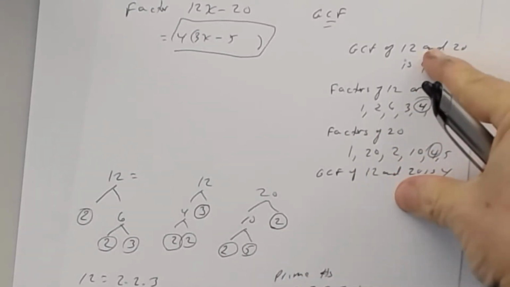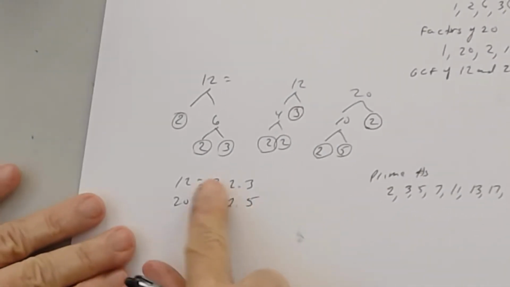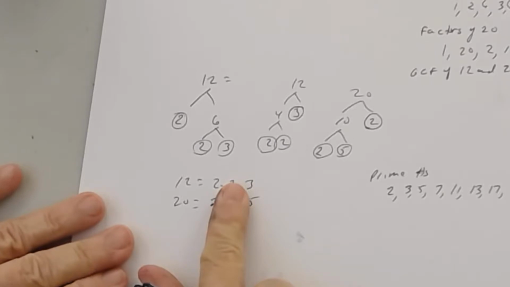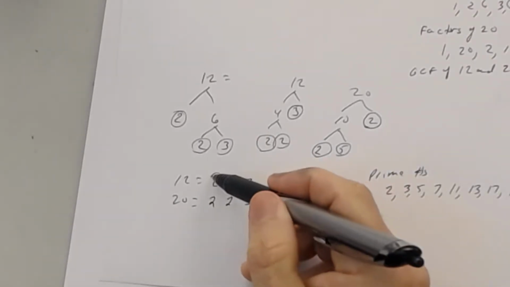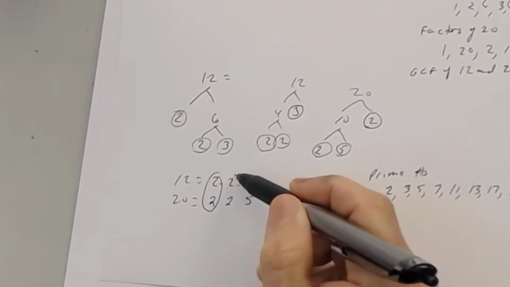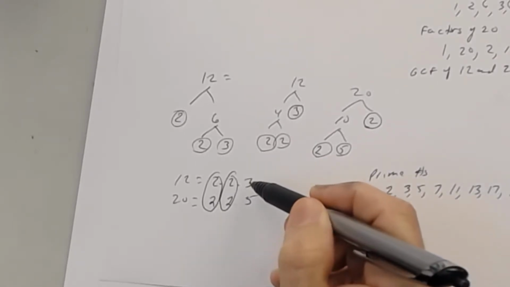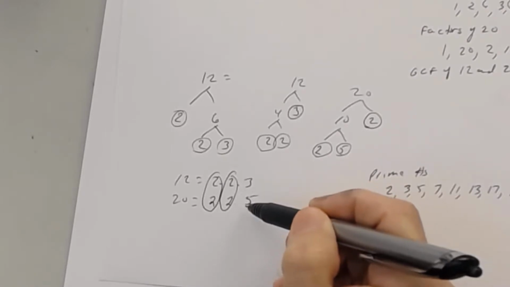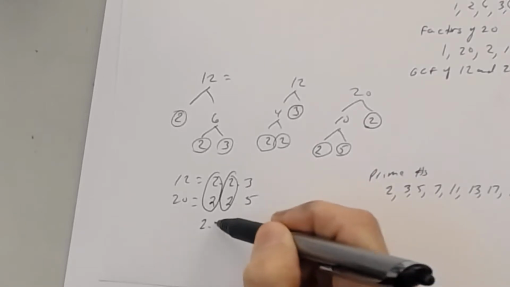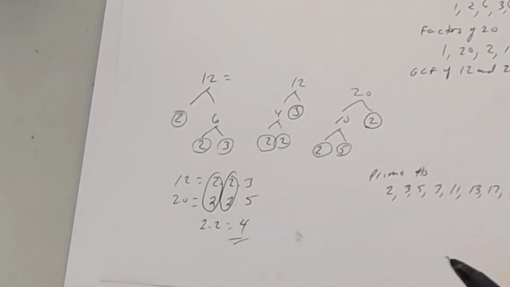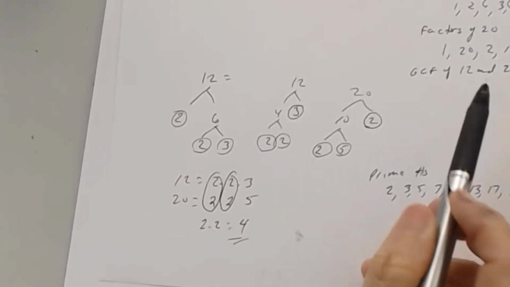So the approach here, which is a list of factors, the approach here is to write these as prime factorizations. And basically you want to circle all the factors that they have in common. I'm going to circle the pair of 2's here. I'm going to circle the pair of 2's here. Do I circle a 3? No, because there's no 3 here. Do I circle a 5? Nope. So 2 times 2 is what? 4. So you can do it that way as well. Okay? But that's not always going to be the most feasible one.